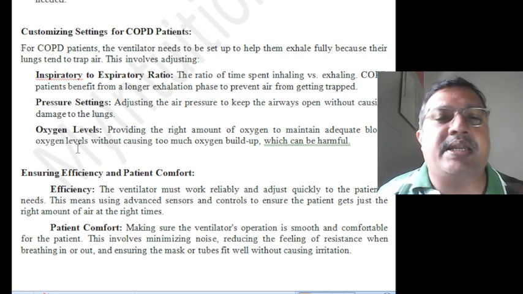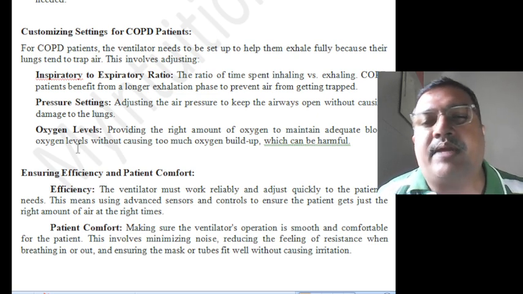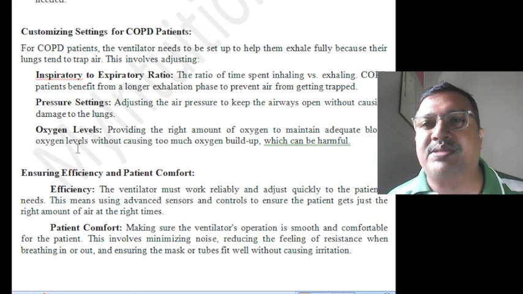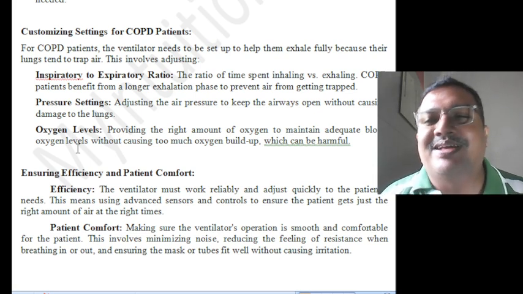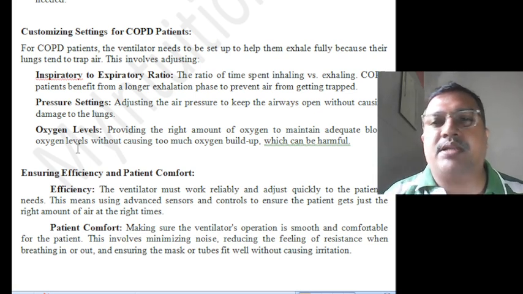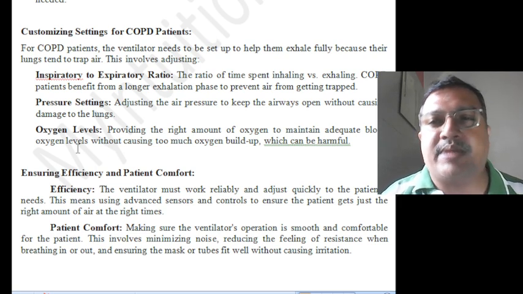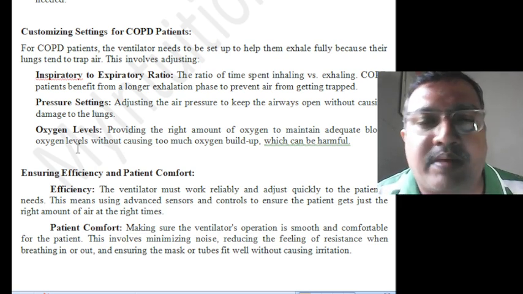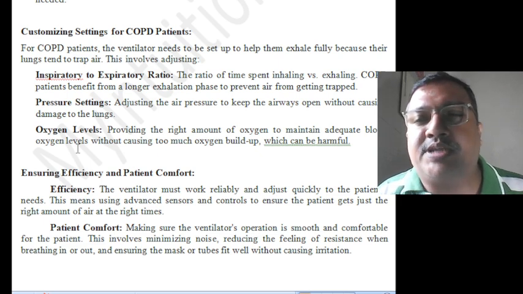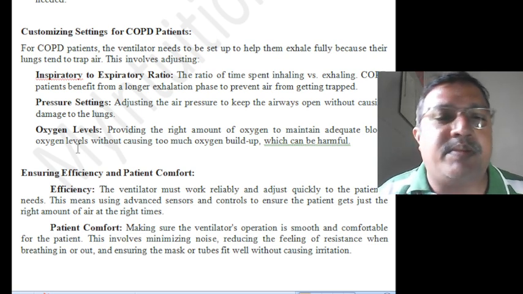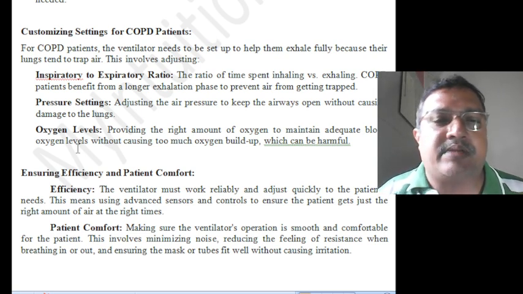Then pressure setting: adjusting the air pressure to keep the airways open without causing damage to the lung. With too much pressure, air cannot be put in. Whatever pressure is needed has to be maintained; the doctors, or the person operating, will know how much it has to be set. It will vary from person to person and with age, but the expert will know how to adjust the pressure.